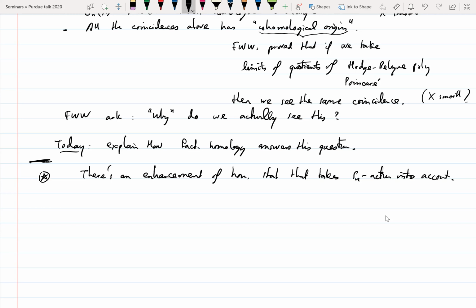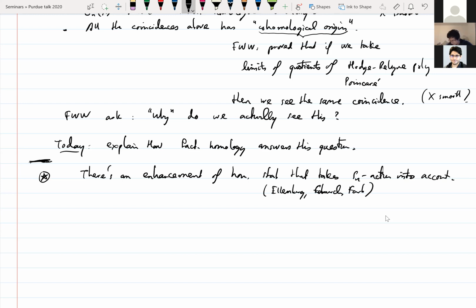So for ordered configuration spaces, I think this was done by Church, Ellenberg and Farb. Maybe the order is, I meant to write in alphabetical order, but I think I failed. Okay, so I guess Church, Ellenberg, Farb. So they did that for configuration space.